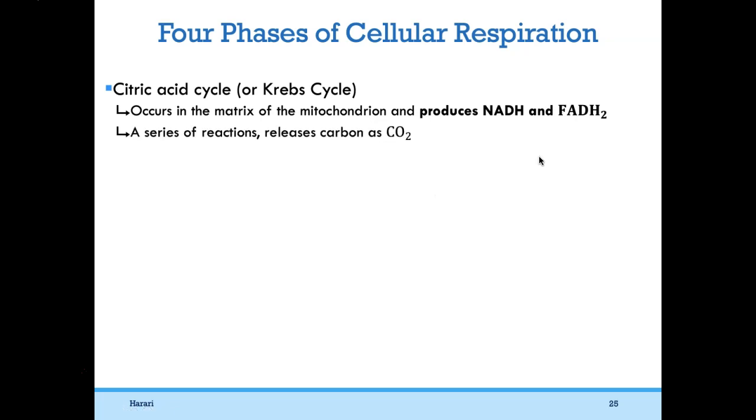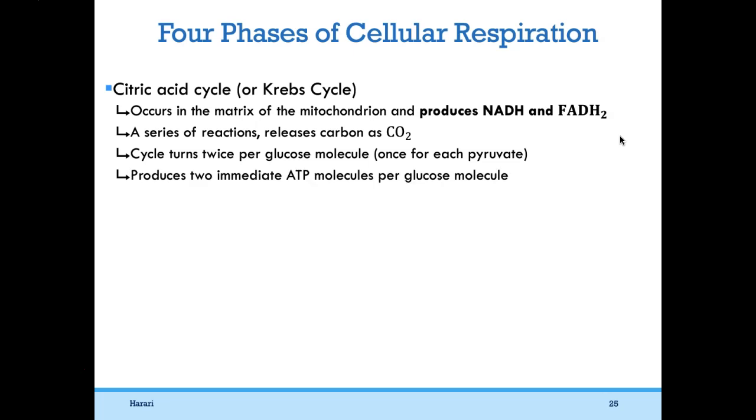Right? So it's a series of reactions. It's a cycle. And as we oxidize molecules, we're going to release carbon as CO2 and transfer that energy into these energy carrying molecules. Since glucose has to be broken down into two pyruvates, the cycle has to turn twice per glucose molecule. And we only get 2 immediate ATPs per glucose from the citric acid cycle. So it's not very efficient. All we're really getting from the citric acid cycle is NADH and FADH2. Those are the main products of the citric acid cycle.